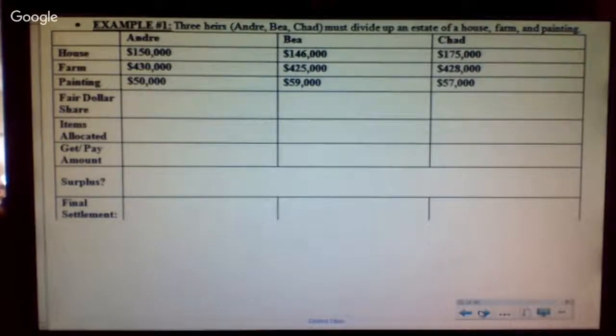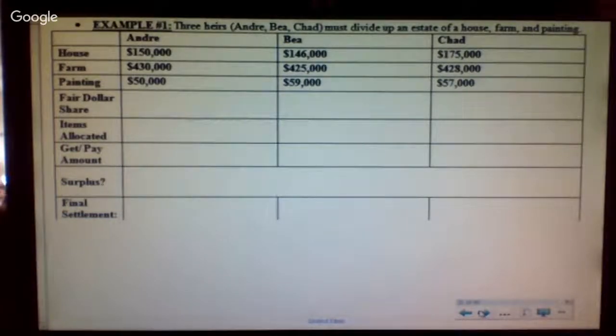Okay, so these 3 people are dividing up an estate. They're looking at a house, a farm, and a painting. They've gone through and put their bids up. So Andre would bid $150,000 for the house, $430,000 for the farm, and $50,000 for the painting, and so on.